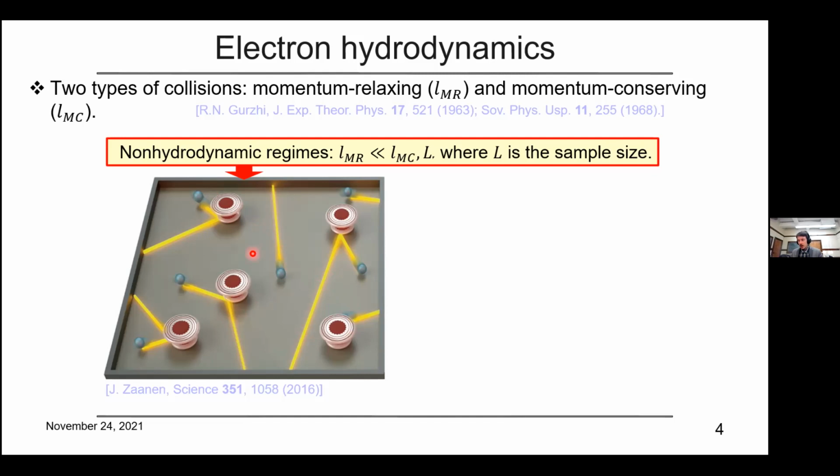So this non-hydrodynamic regime roughly corresponds to this figure where electrons bounce from impurities and phonons like pinballs. In the ballistic regime, they can, of course, bounce from boundaries of the sample, but still, in this case, the interaction would be quite weak, and this transport regime we know rather well.